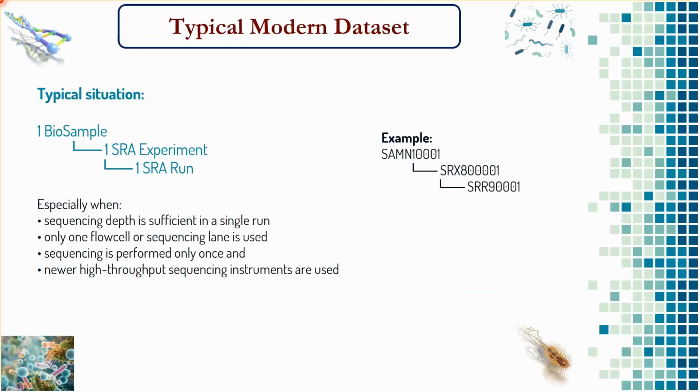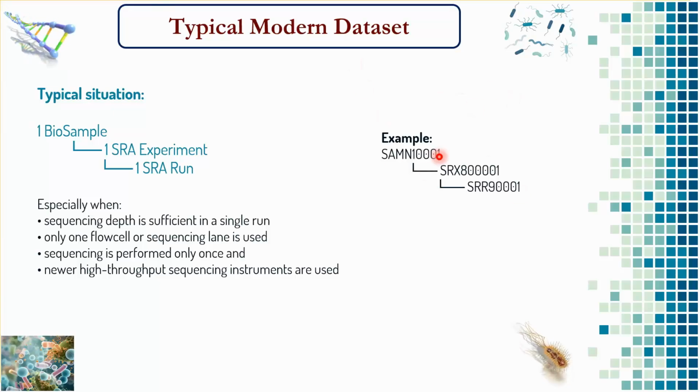Now let's look at a very common situation found in modern sequencing datasets. In many modern datasets, especially with high throughput Illumina sequencing, we commonly see one biosample, one experiment, one run. Especially when sequencing depth is sufficient in a single run, only one flow cell or sequencing lane is used. Sequencing is performed only once, and newer high throughput sequencing instruments are used. Here we can see an example of this.